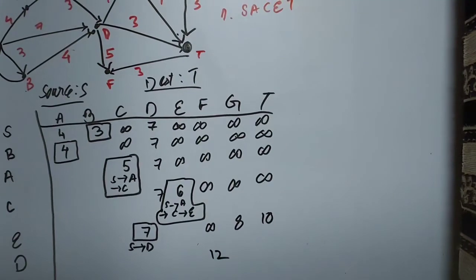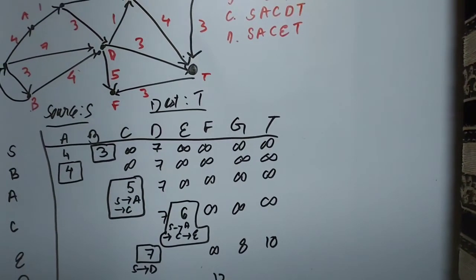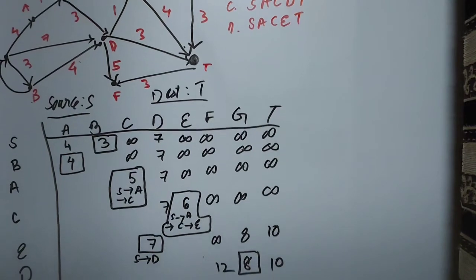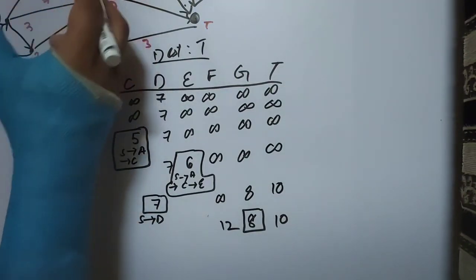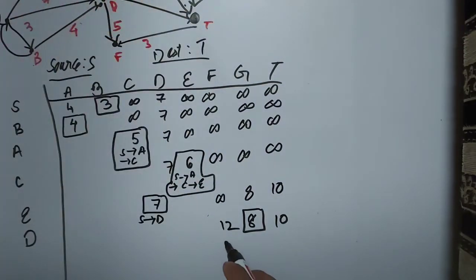Then no other vertex we could explore from D, so I would copy these values from the previous row. So here the minimum is 8, and we are going from S to A to C to E and to G. So S to A to C to E and to G, it's our path.